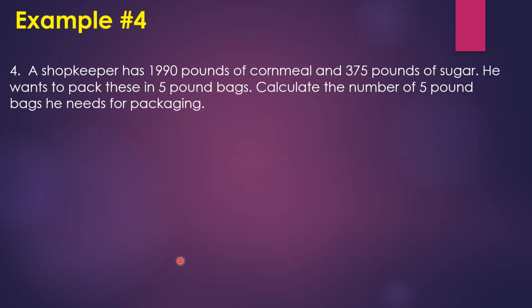Zaria, can you read number 4 for me, please? Yes, sir. A shopkeeper has 1,990 pounds of cornmeal and 375 pounds of sugar. He wants to pack these in 5-pound bags. Calculate the number of 5-pound bags he needs for packaging. Very good. Thank you for reading that. I need you all to put your answers inside the chat for me, please.